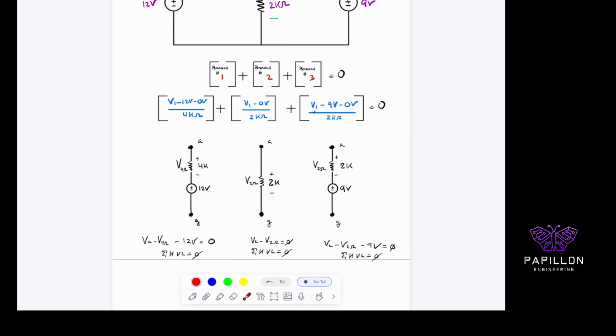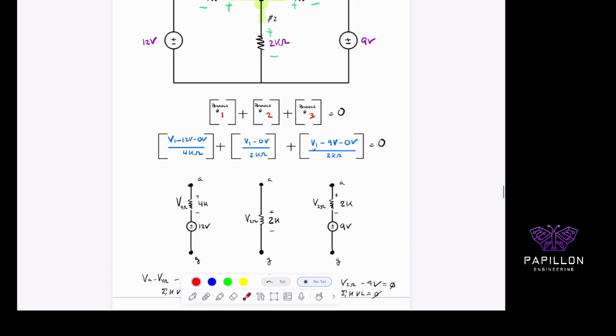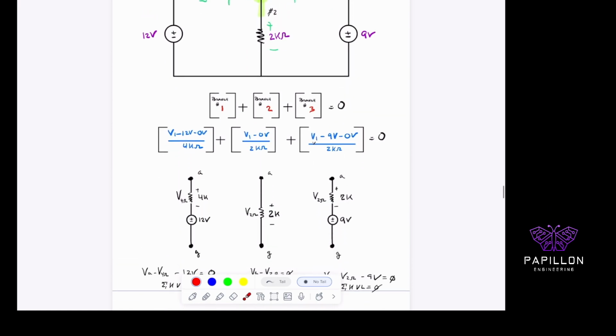So why is this so important? Let's try this again. I have my voltage here, and I have my ground. That's how that entire branch looks. The other branch, the left branch, I have my VA or V1, and then I have my ground on this side, and between those two, I have my 4K ohm resistor and my 12 volts here. That's how this branch looks. And finally, my third branch is VA, which equals V1, and here's my ground, and everything in between is my 2 kilo ohms and my 9 volts. So there's a potential drop there.